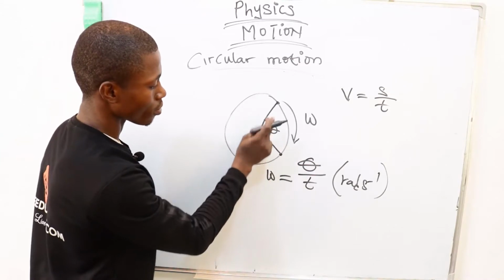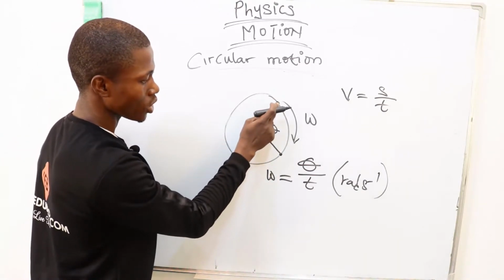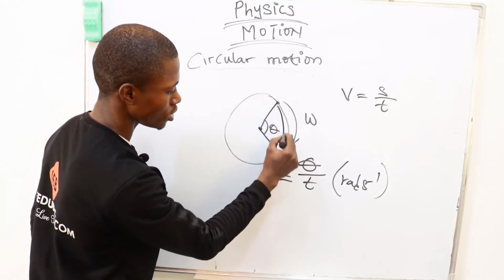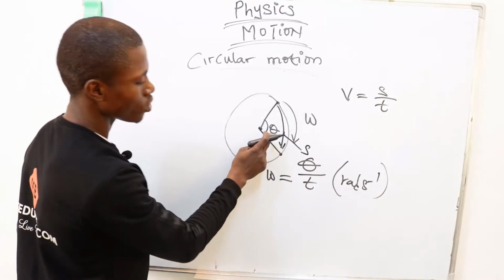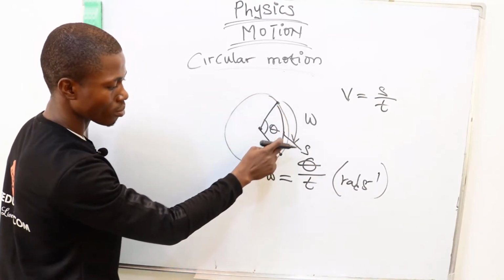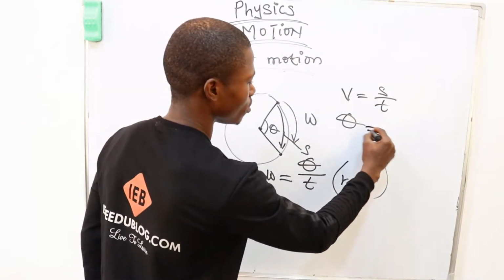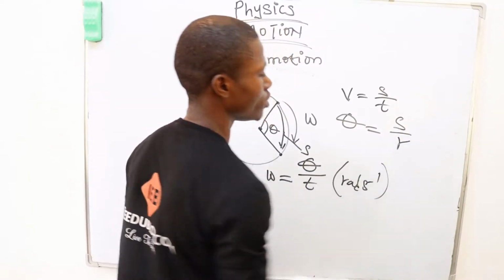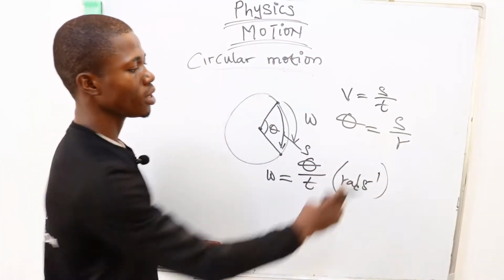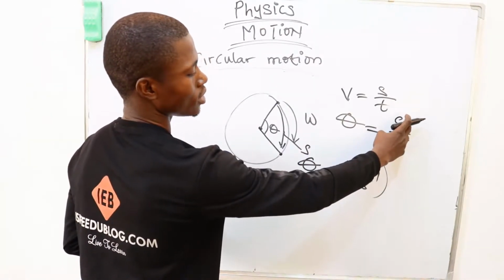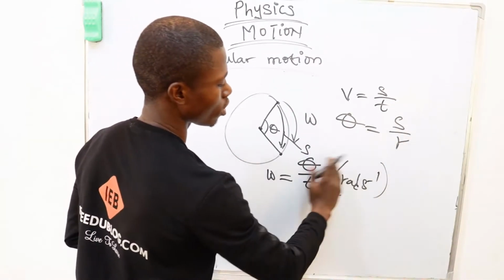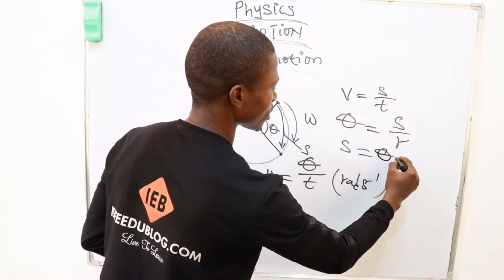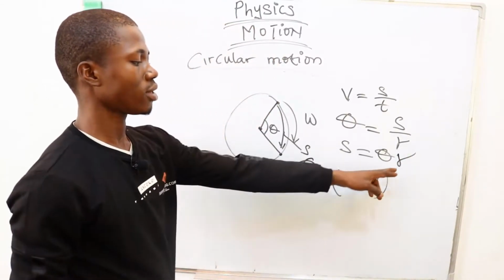This theta is gotten when this line of radius goes a distance from here to here, and this distance is what we denote by s. Therefore, our theta will be equal to this distance s over radius. So from here, we can make displacement the subject of the formula, and our displacement s is equal to our theta times our radius. This is now our displacement.